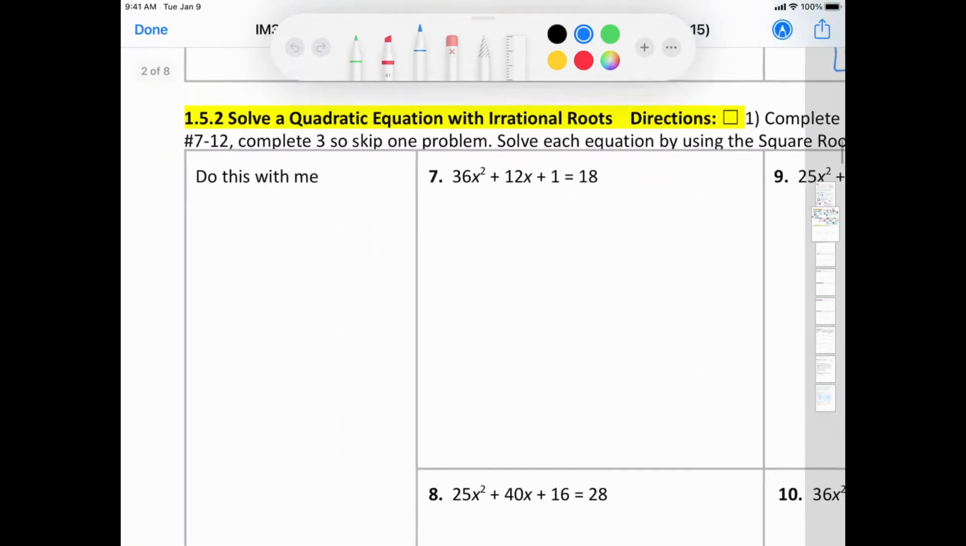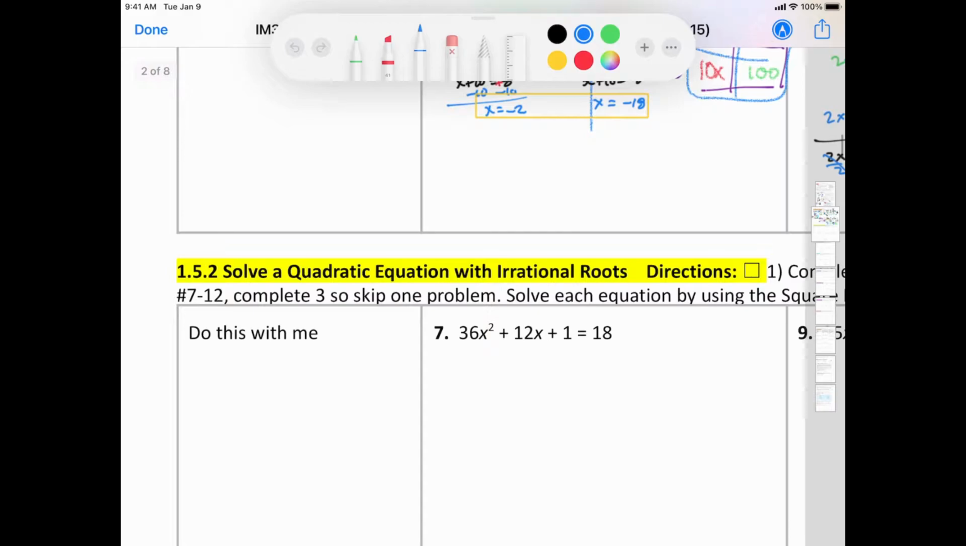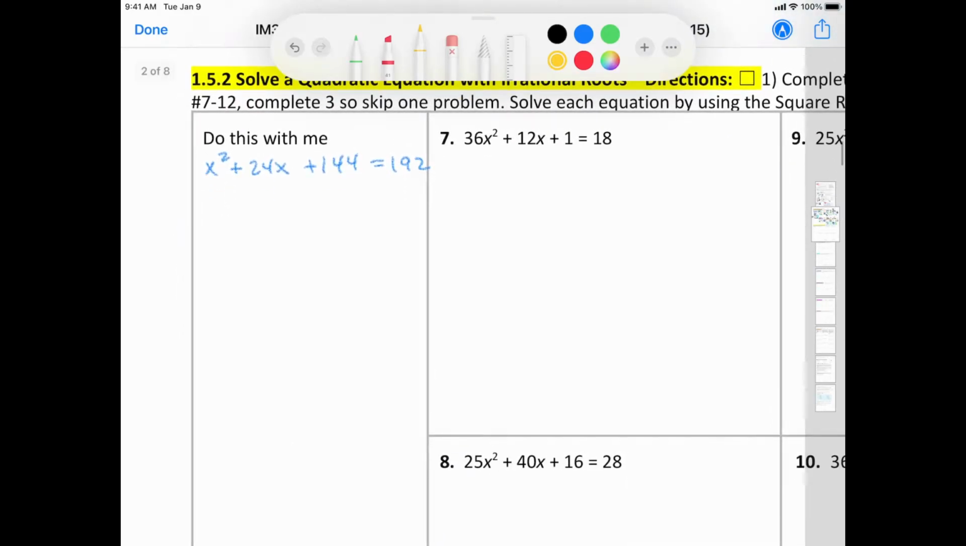Let's go ahead and do this complete with me. This is example number 2 in the textbook, and this is what our example is: x squared plus 24x plus 144 equals 192. Let's do the same thing we did in the last problem. Let's factor this left side here.